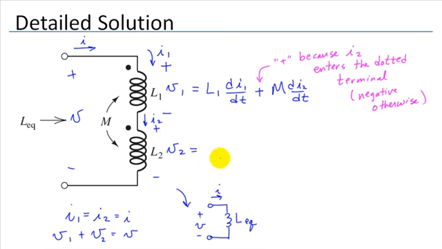In a similar fashion, V2 is the sum of the self-induced voltage, L2 times dI2 dt, plus the voltage coupled in from the other inductor by way of the magnetic field. So it would be M times dI, actually dI1 dt.